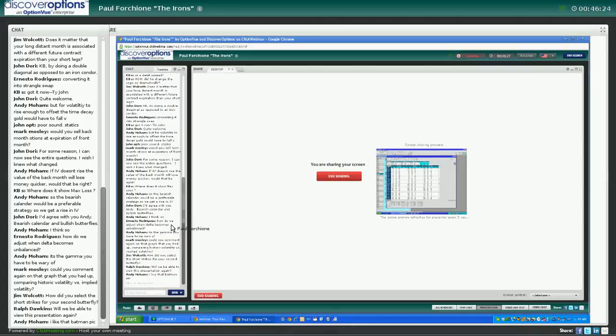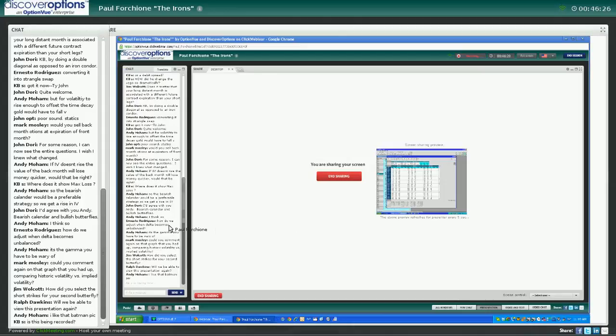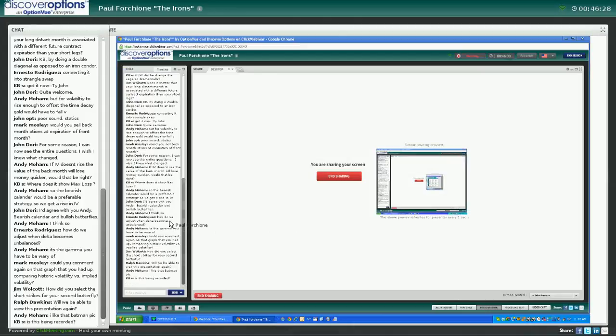All right, how do we adjust when the deltas become unbalanced? Well, that would be one way of doing it that I just showed, because it is the gamma that you have to be cautious of. The gamma tells you how your deltas change as the market moves.